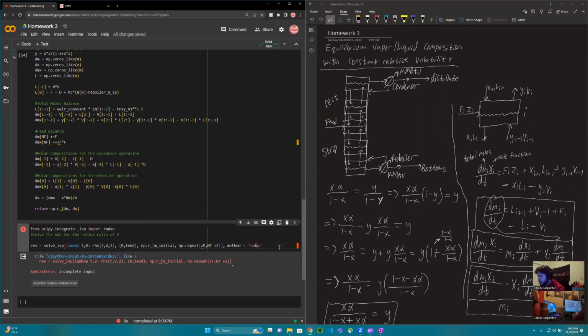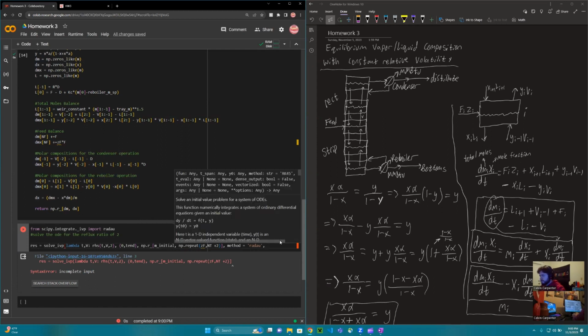RADAU, in print, in apostrophes, comma, dense output is equal to true.